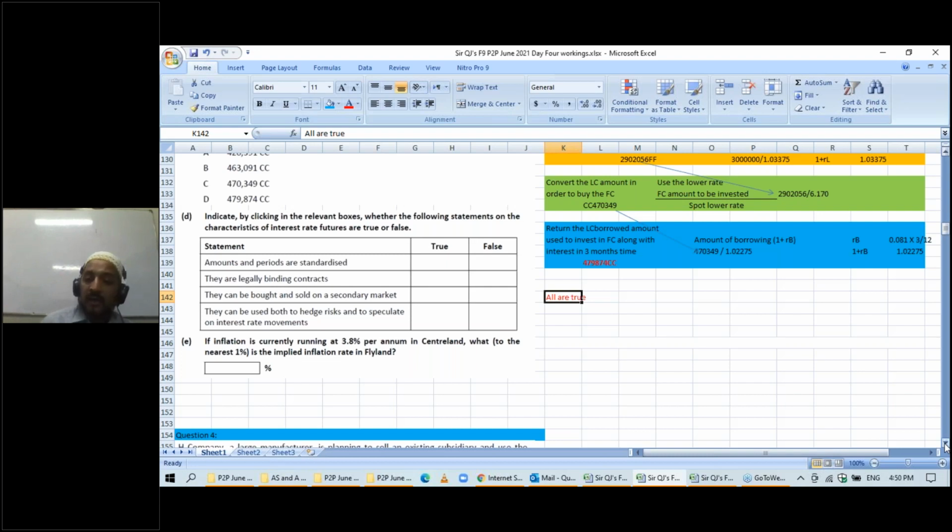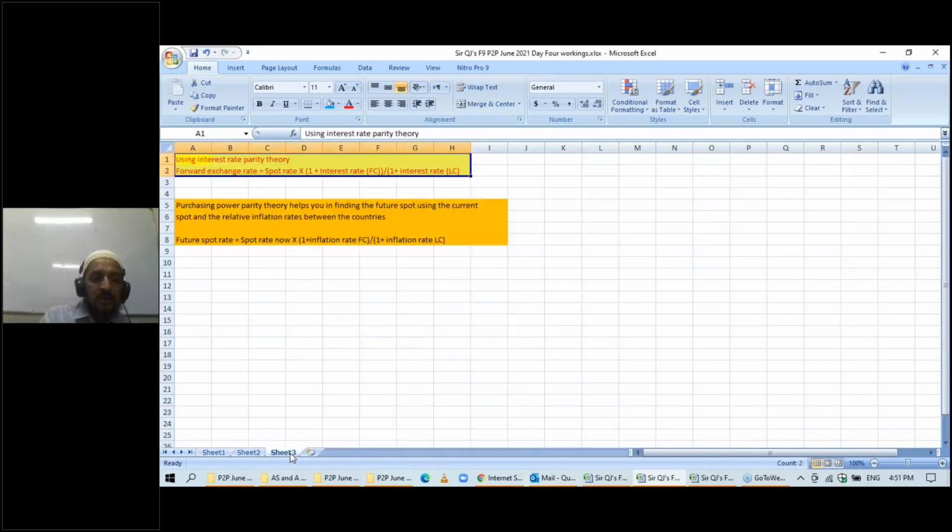So you have to calculate the inflation rate. And how will you calculate the inflation rate? You know the spot rate now and the future rate as well. So through this, you can calculate the inflation rate. Interest rate parity theorem involves interest rate. Over here, it is inflation rate. So let me show you the formula for this purchasing power parity theorem.